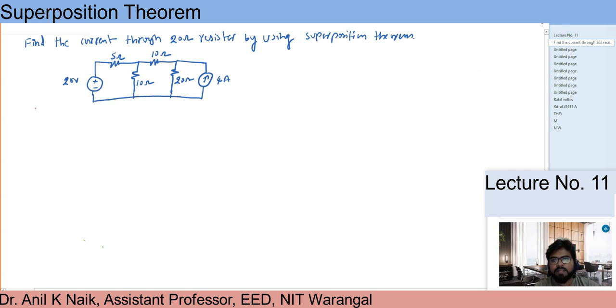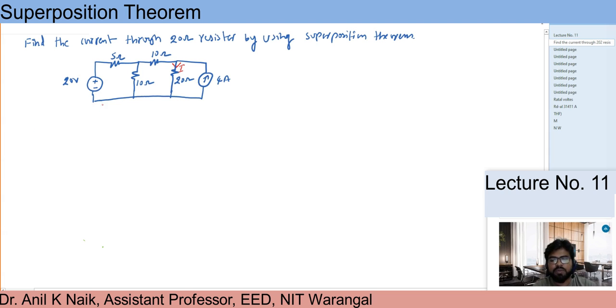In order to understand this superposition theorem more clearly, I am taking one simple numerical here. For this, I am taking a typical network, and I want to find the current flowing through the 20 ohm resistance. What is my current I flowing here? I need to calculate it using the superposition theorem. That is what I want to do here.